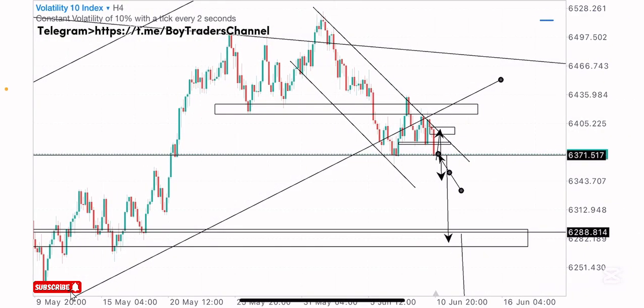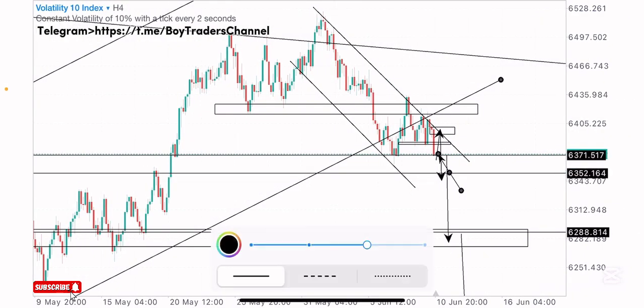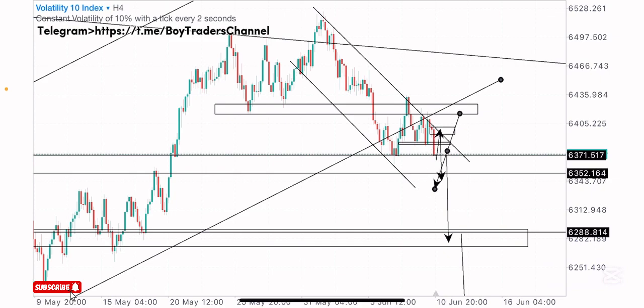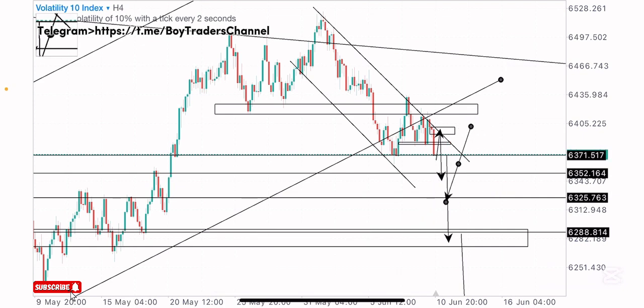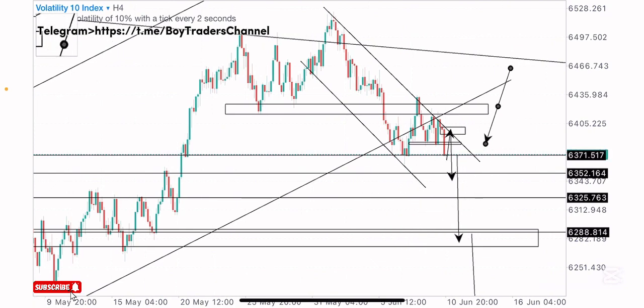TP2 would be here, these 4-hour swing sells here, because you're on the 4-hour time frame chart, and the expected sell is a long sell. TP2 there. TP3 this level, the level of 6,325, because we've got history on this level as well, and TP4 would be on this major historical level in the coming days.